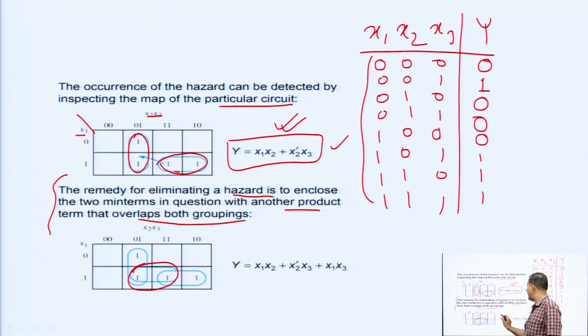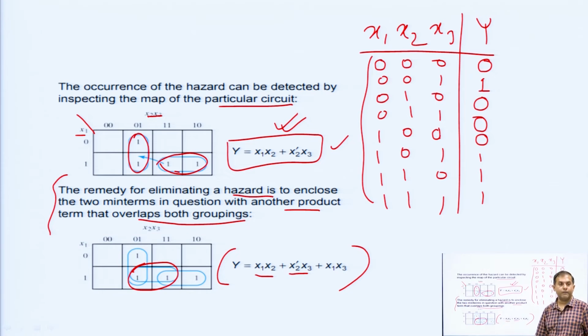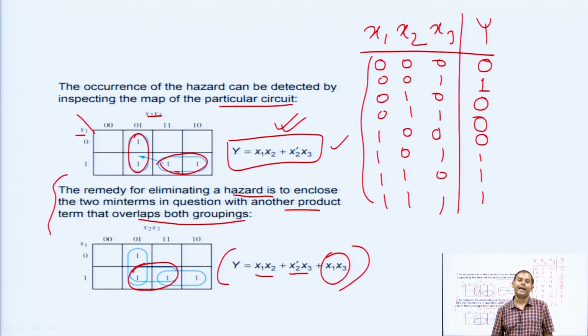So, now we are finding this equation: x1 x2, it was previously there, x2 bar x3 will be there. Now, this one, x1 x3, is the overlapping term. Okay. This helps in eliminating the hazard, clear.